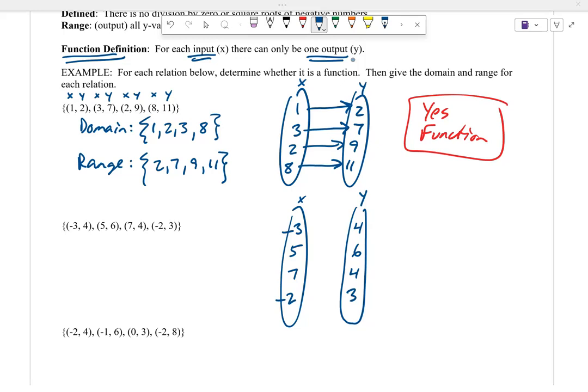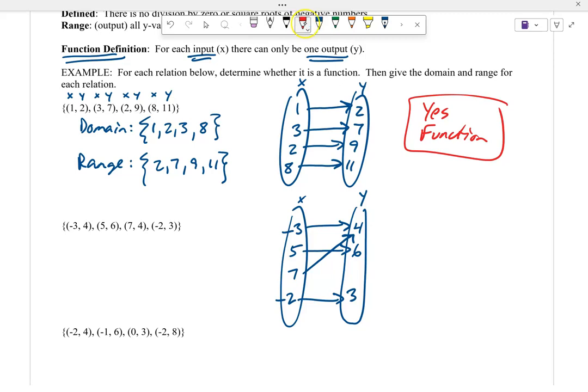So let's look at this next one here. I have -3 mapped onto 4. That's my first x, y. So for that x, there's one y. 5 goes to 6. For the 5, there's one y. For the 7 input, there's one output, 4. For the -2 input, there's one output, 3. Oh, I'm sorry, I should have listed that 7 also goes to 4. I don't need to list the 4 twice, but the 7 goes to the 4 right there.